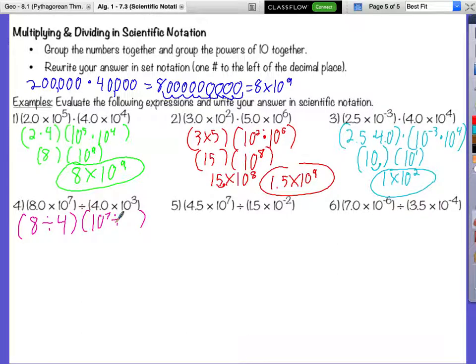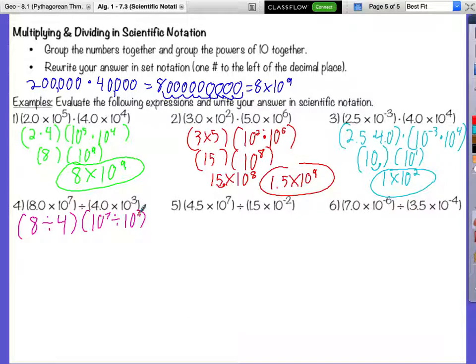10 to the 7th divided by the same sign times 10 to the 3rd. But these parentheses are still going to multiply with each other, and we'll see why in a second. But we put this division sign in the ones inside the parentheses. Just like this multiplication here was what went in the parentheses, now the division sign goes in between the parentheses.